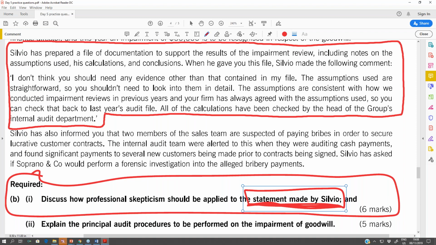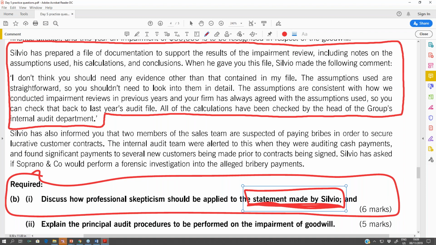Silvio has prepared a file of documentation to support the result of the impairment review. So during the year, the company has performed an impairment review, and Silvio has prepared documentation to support the results of the impairment review, including notes on the assumptions used, his calculation, and conclusion. So he has a proper file in which he has the results of impairment and the assumptions he took, and so on and so forth. When he gave you this file, Silvio made the following comments.